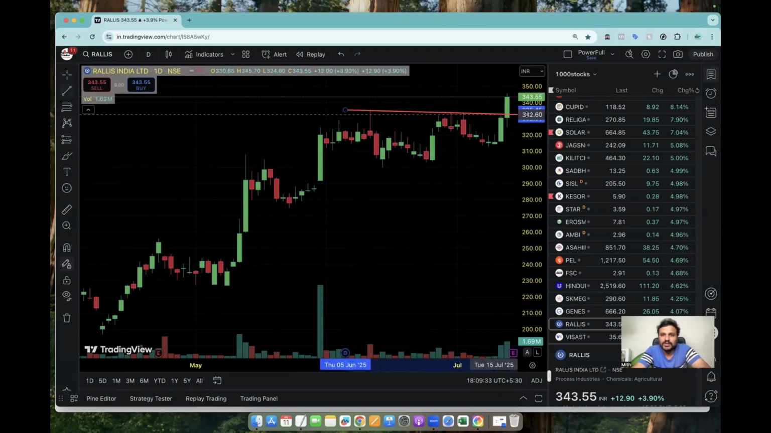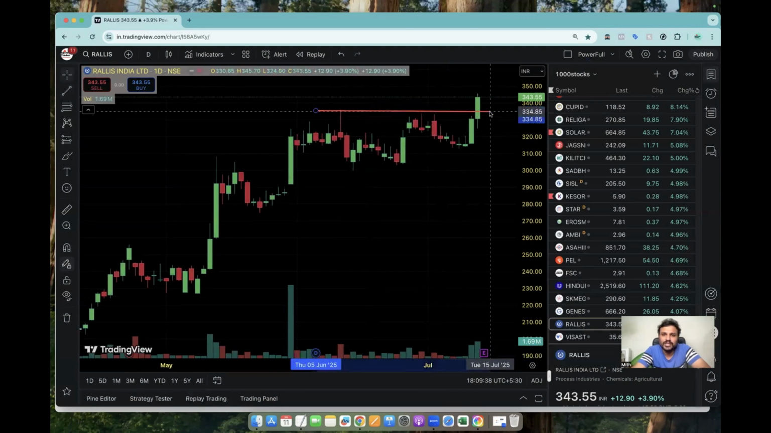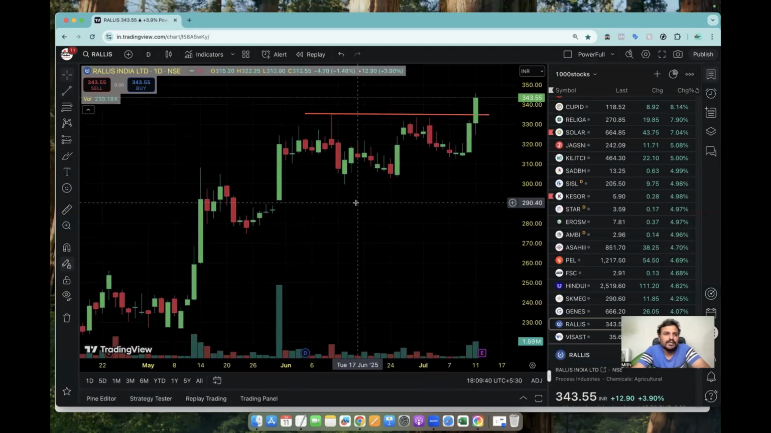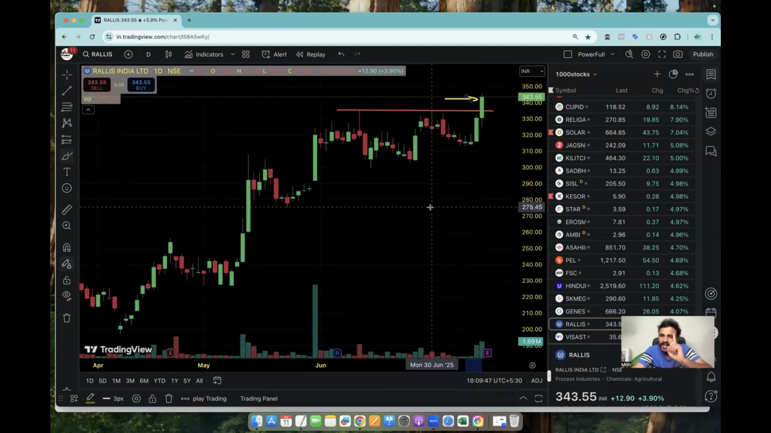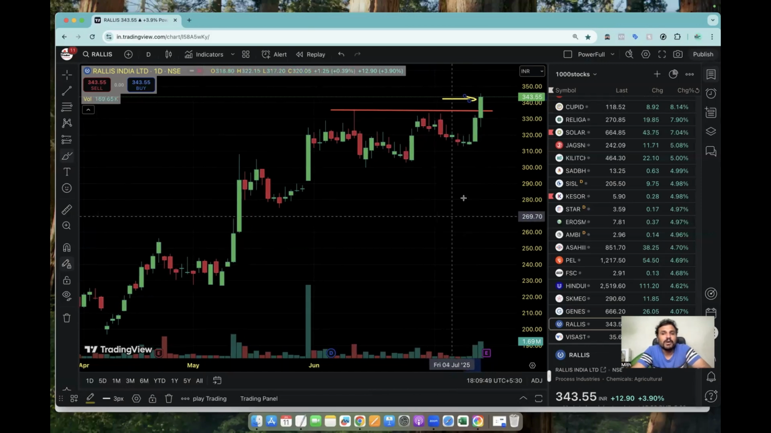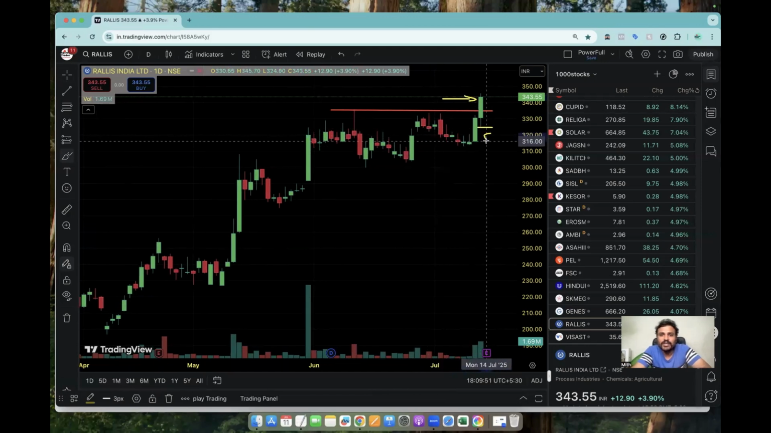Once it breaks, this is a clear breakout in my opinion. Let's see where it goes and touches in the coming days. And this is going to be your entry point today. At the time of recording, this is the entry point. This is the closing, right? This is the entry. And where is the stop loss? This is the low. This is where you can keep your stop loss.